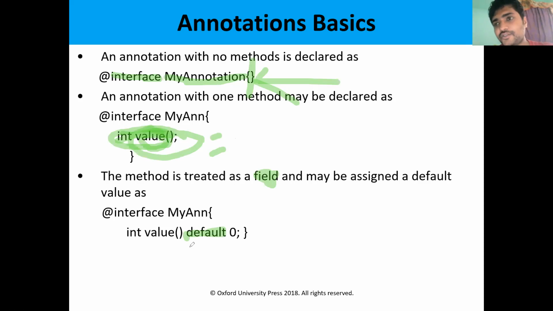Or we can assign these values also. We can assign the values using curly braces. The values can be assigned by using the class. By using the class, we can assign the values to this method. So like that, we can create annotations.